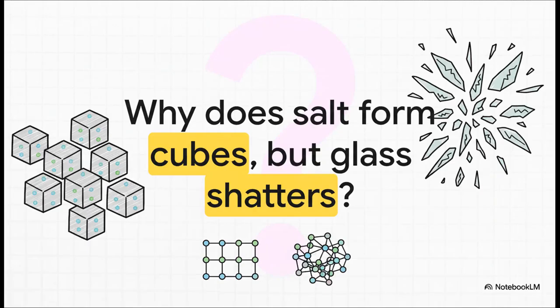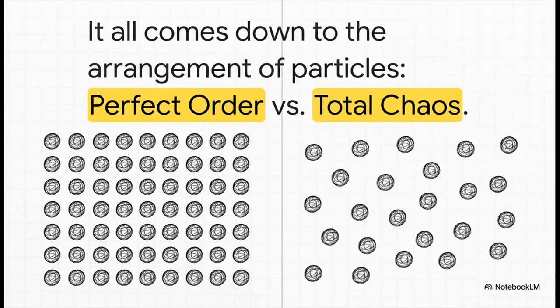it is. So let's kick things off with a pretty simple question. Take a look at table salt. You can literally see it forms these perfect little cubes. But then you drop a glass and it shatters into a million random sharp pieces. They're both solids, so what is going on there? What's the fundamental difference? Well, the answer isn't on the surface. It's deep, deep inside, down at the atomic level. And it really all comes down to how their fundamental particles are arranged.